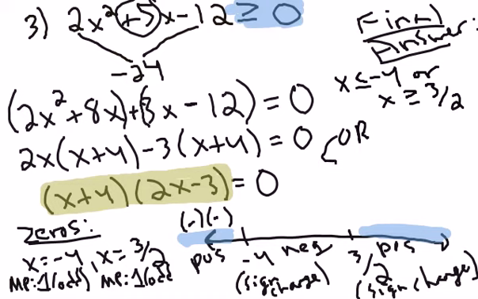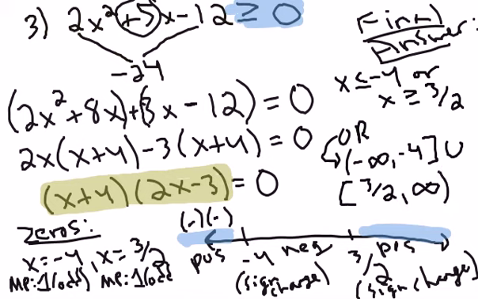And another way you could write that is the following. Infinity always gets a parenthesis. And this is a union sign, which means or. 3/2 to positive infinity. So there is question number 3's final answer. Okay, and again, either form would be okay.